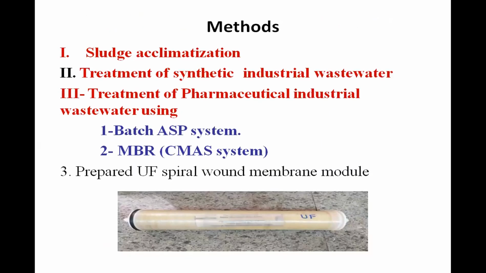Method. The first step is sludge acclimatization, treatment of synthetic industrial wastewater, and treatment of pharmaceutical industrial wastewater using the batch activated sludge system. The second is using the membrane bioreactor. Parallel to this step, we prepared the ultrafiltration spiral wound membrane at the National Research Center by Dr. Heba Abdallah and our research team.